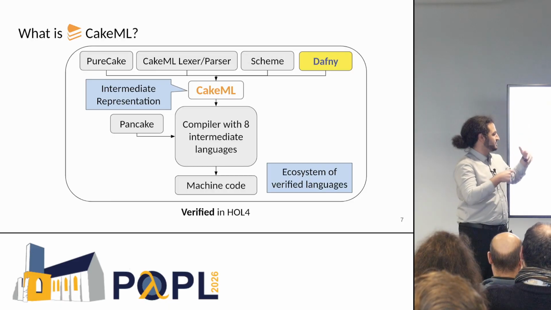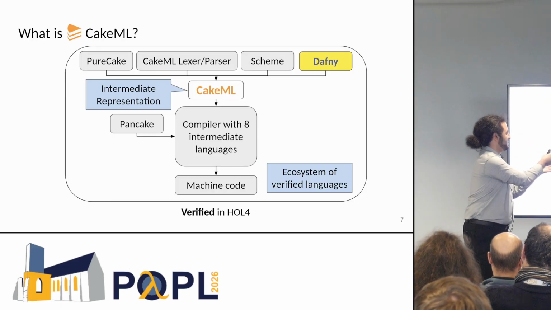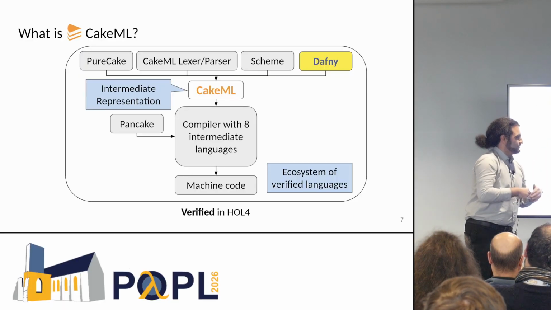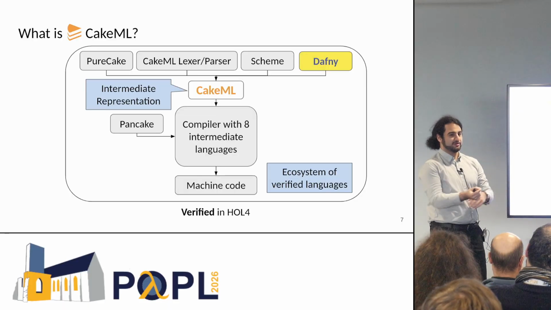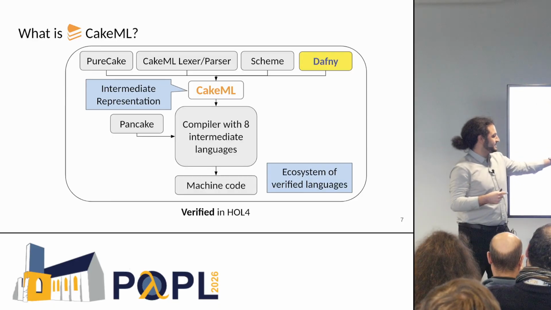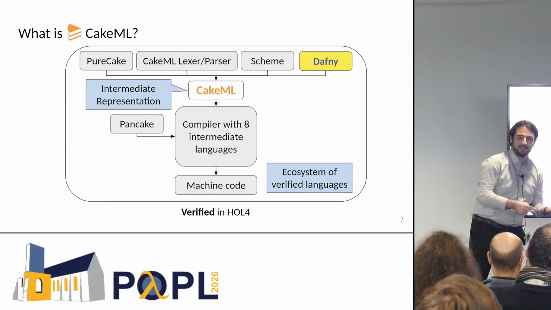And you have PureCake, which is this Haskell-like language which compiles down to CakeML. And you have Scheme, as you've just seen. And then we have Dafny, which is what I'm talking about. And it's also a special language because it's a verification-aware language. And there's also Pancake, which aims at the lower parts, and it's a systems programming language.